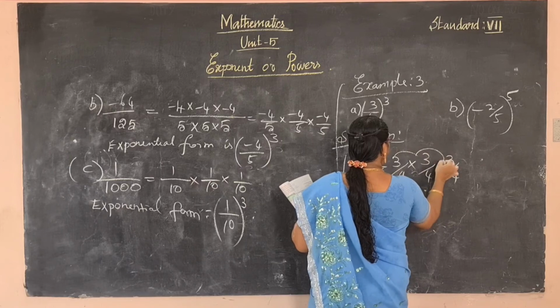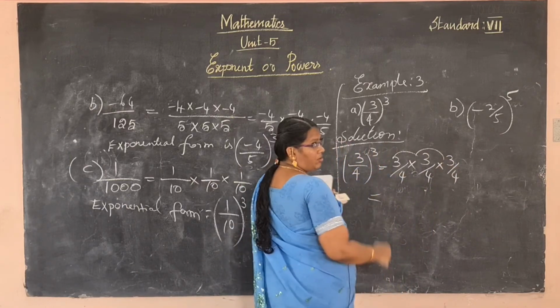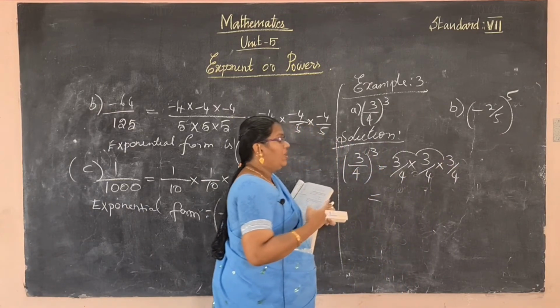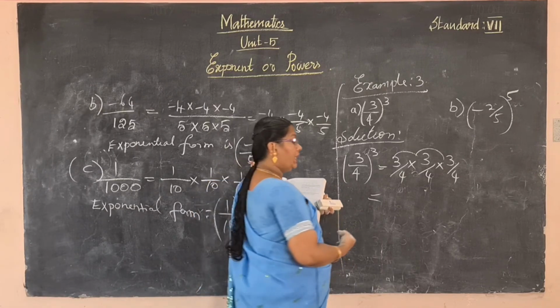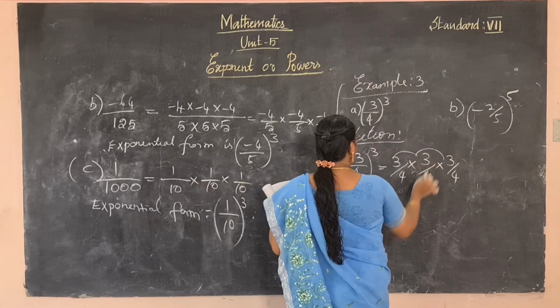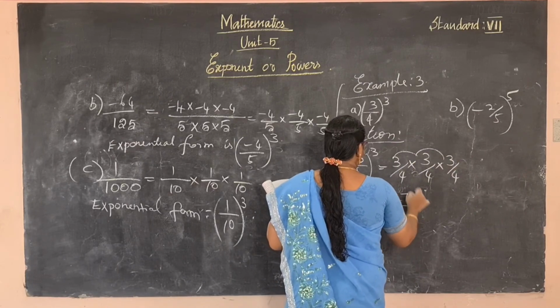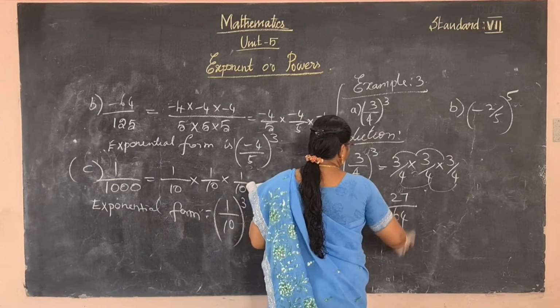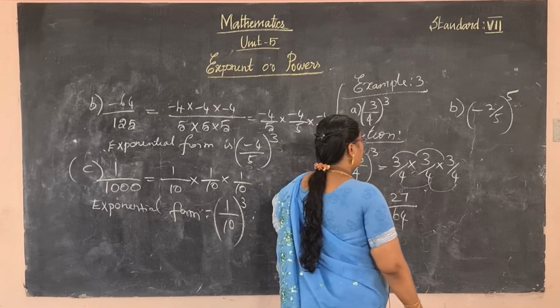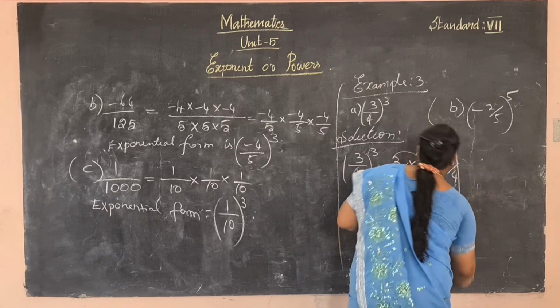Now multiply the numerators, because here multiplication of fractions is given. Product of their numerators by product of their denominators. So 3 3s are 9, 9 3s are 27. Denominator: 4 4s are 16, 16 4s are 64. That's it.